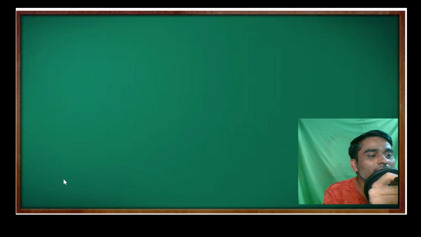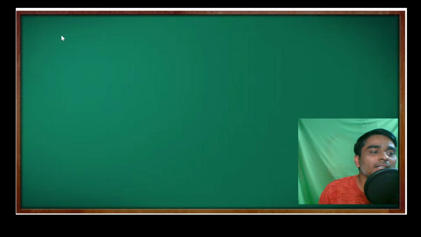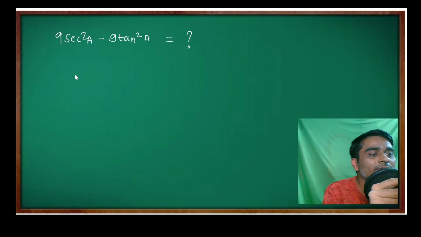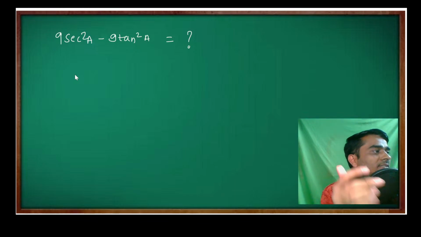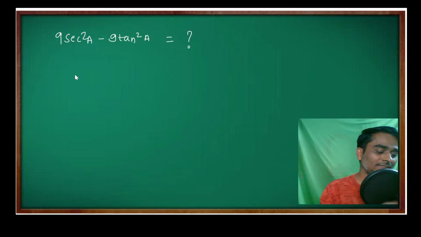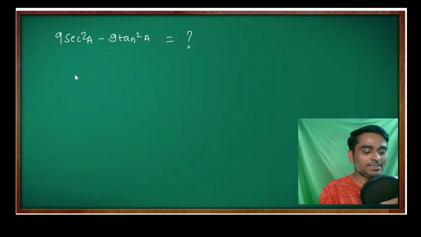Next, from trigonometry: 9 secant square a minus 9 tan square a equals what? Come on, I want you to answer. I will not answer this. Come on, I want you to answer this.